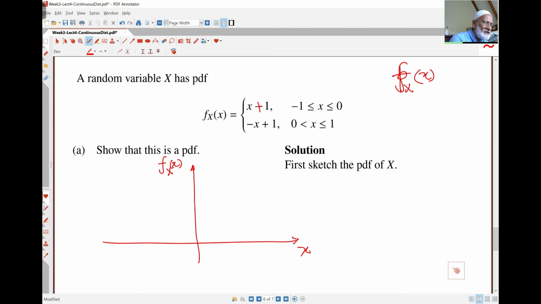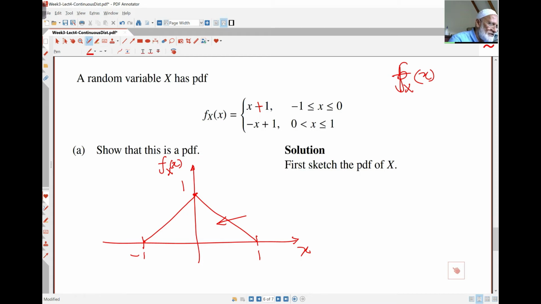So here, when x is negative 1, I get 0, so y is 0 over here somewhere. When x is 0, this is equal to 1. So this is a straight line that looks like that. That point here is when x is equal to -1, I get 0. When x is equal to 0, I get 1. For this second line, the same thing. When x is 0, I get 1, which is this point here. And when x is 1, this is 0. So that's going to go down to 0 over there. It's a triangular distribution.